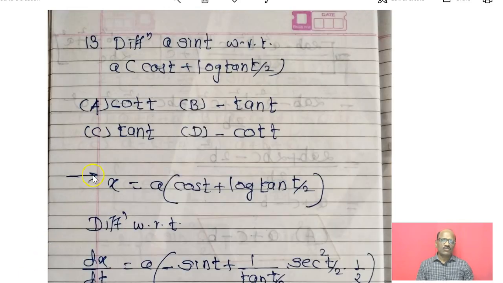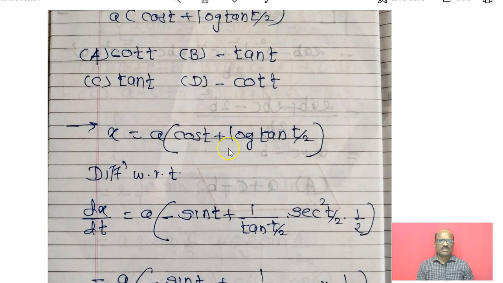Now we see the next example. It is also from parametric differentiation, question number 13. Differentiate a sin of t with respect to a cos of t plus log of tan of t by 2. Now x is equal to a cos of t plus log of tan of t by 2. Differentiate this with respect to t.